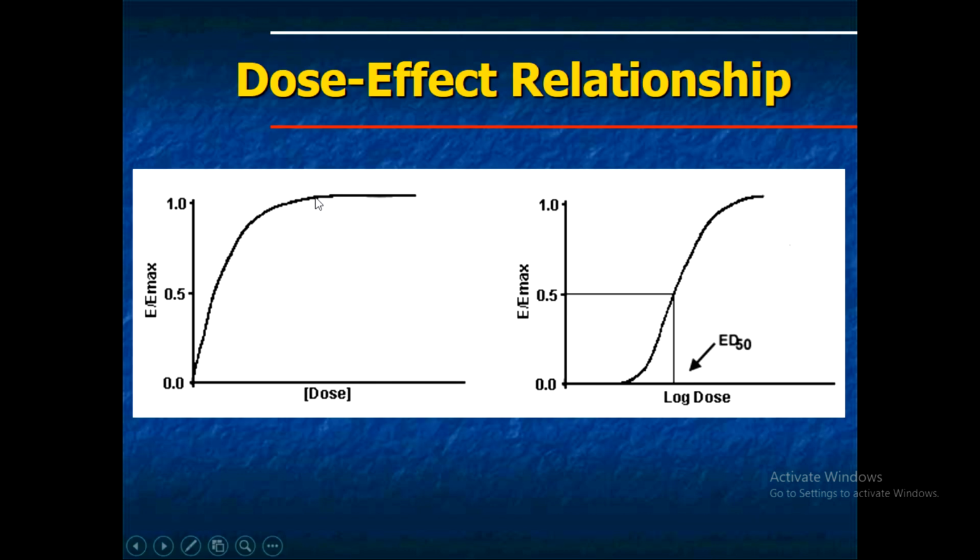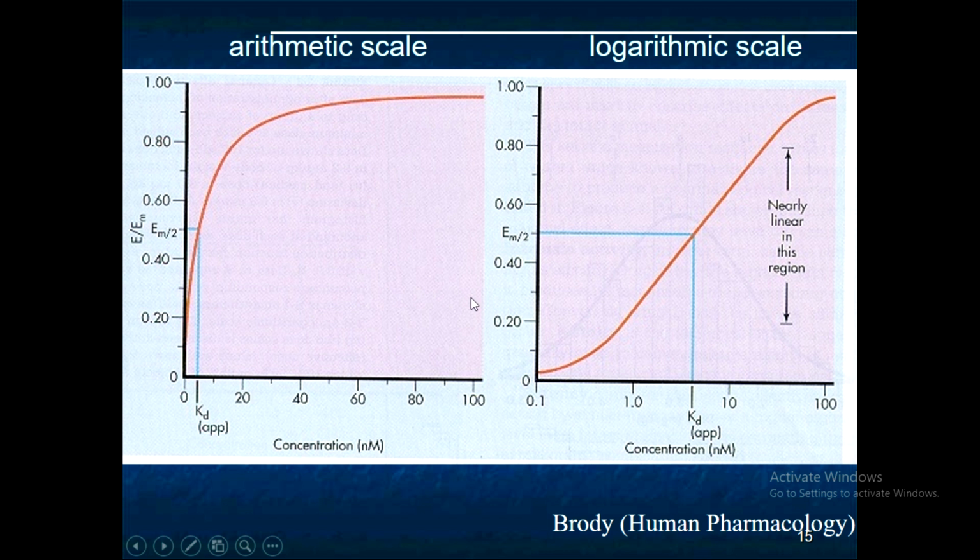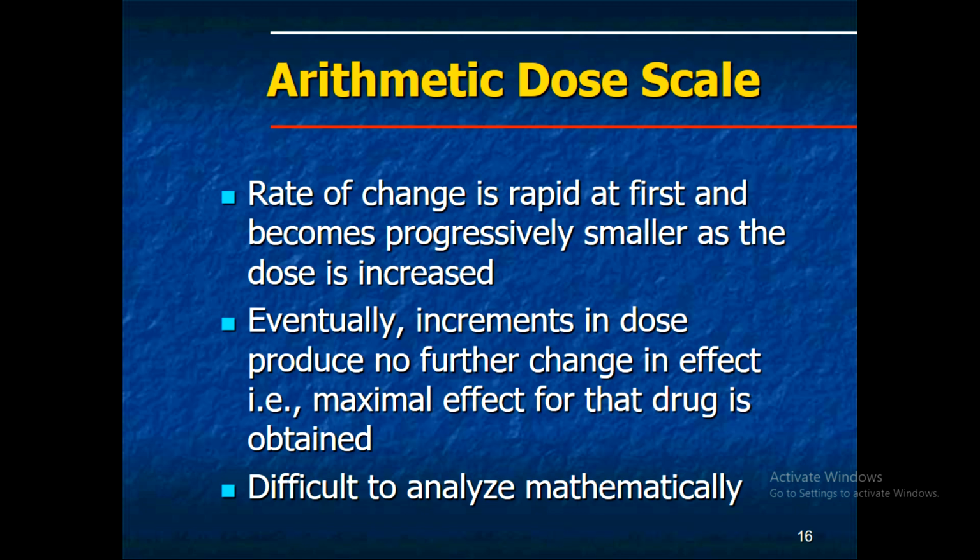So it's actually this graph that we have. Okay, so this is the arithmetic scale, and then that's the logarithmic scale. You get it? Yes, the arithmetic scale has its own advantages, but the logarithmic scale has more advantages as compared to the arithmetic scale. You get it? As we go on, you will see. Now we are just opposing both of them. With the arithmetic scale, the first thing is that you see a rapid change at first and it becomes progressively smaller as the dose is increased.